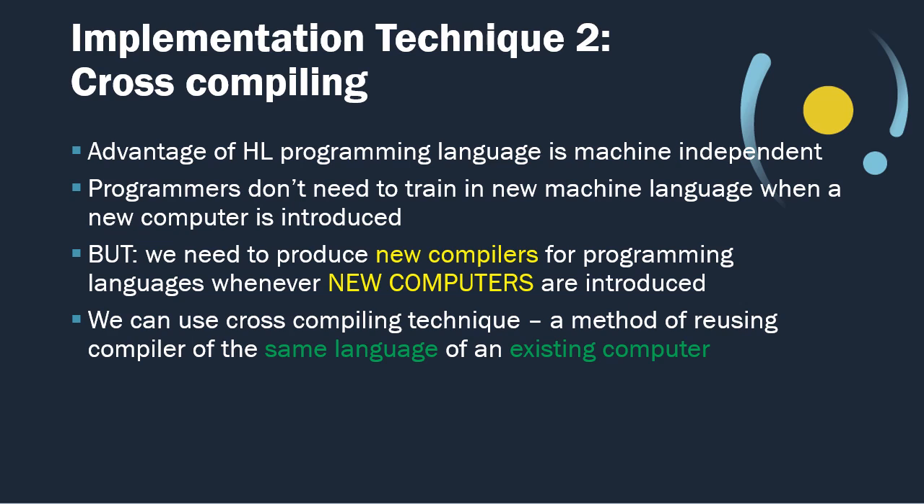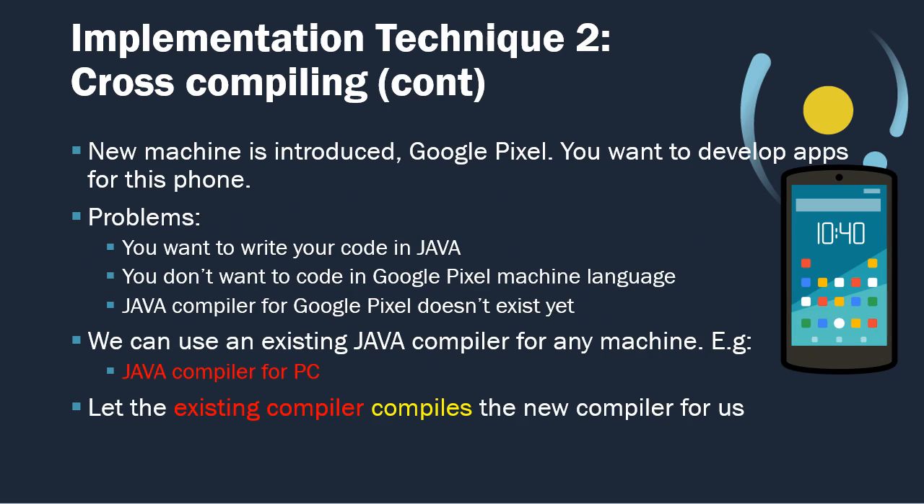However, if you have new computers being introduced, we need to develop new compilers for these new computers. Therefore, in order to cut down the time taken, we can use a shortcut. We can use cross-compiling technique, which is a method of reusing compiler of the same language of computers that already exist. Let's take a deeper look at the cross-compiling implementation technique.